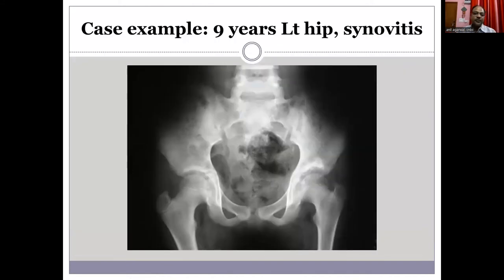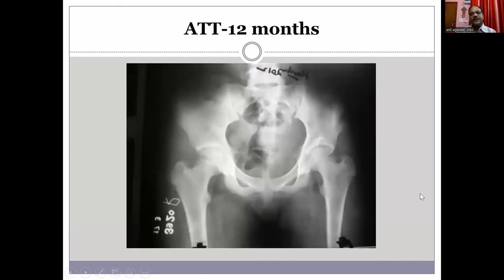I'll quickly run through a few cases. This is the synovitis case. You can have just osteopenia at this stage. And what will happen when you give antitubercular treatment? You can hopefully get a spherical head and a mobile joint.